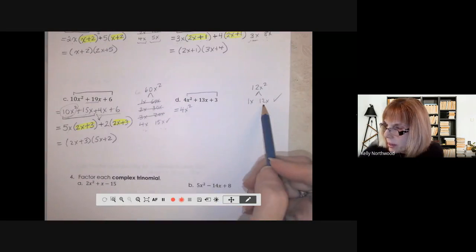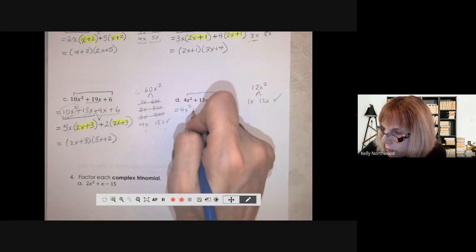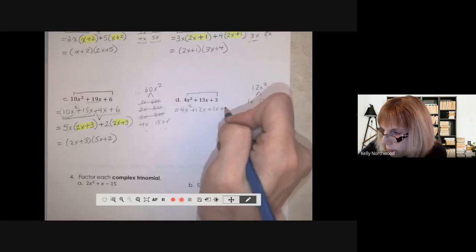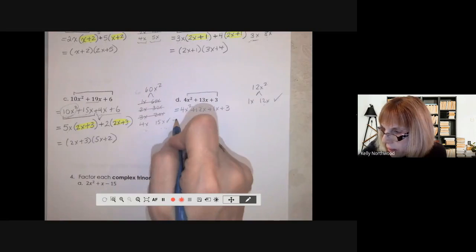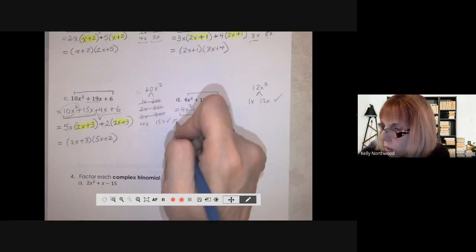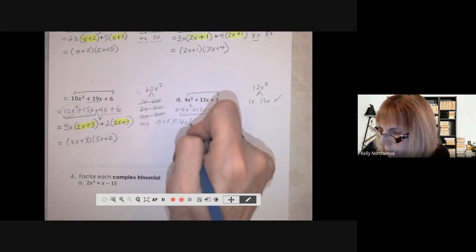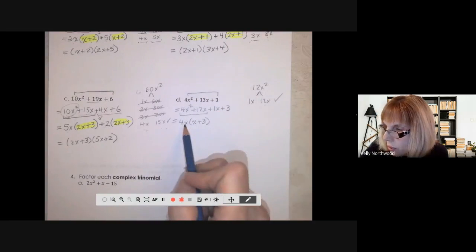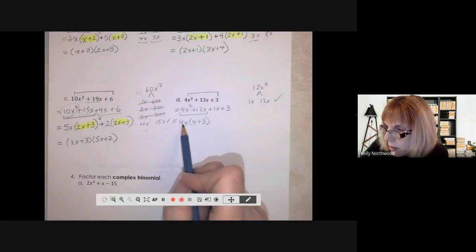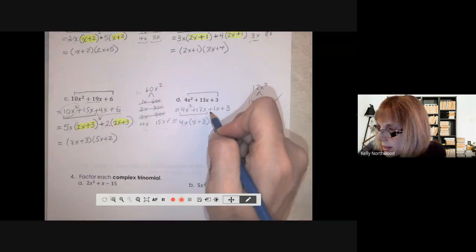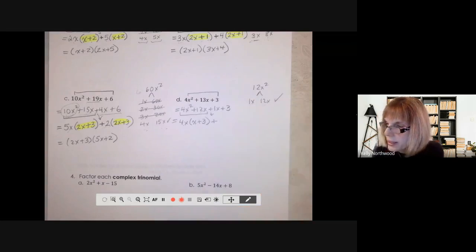What has more in common? I'm going to say 12x has more in common with 4x squared. So then we set up our factoring by grouping. The first two terms have 4x in common. And 4x times x is 4x squared. 4x times positive 3 is positive 12x. Sign that goes next comes next.